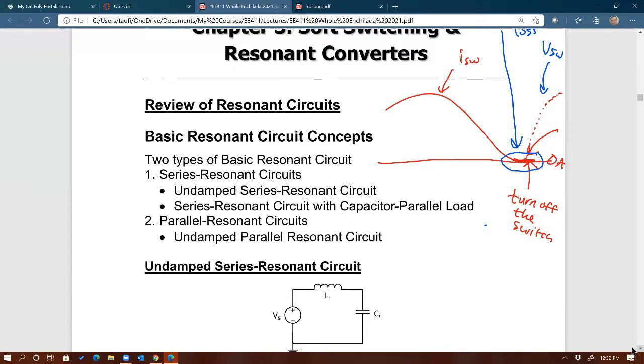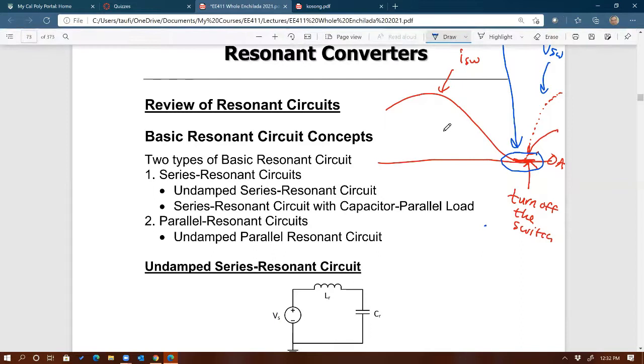Right. Okay, now before we go over the topology, let's go over the basics, of course, in terms of how we can achieve this, right? I've already mentioned that in soft switching, we want current to go to zero, and we wait until the current goes to zero before we turn off the switch, as an example. And we do the opposite for turning on, of course. Now, how do we achieve this? How do we make the current go to zero?